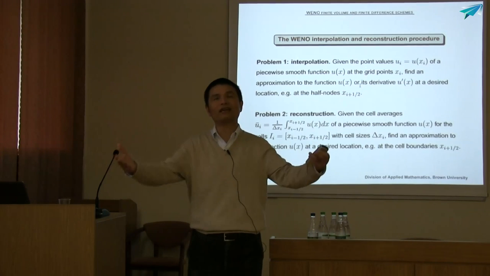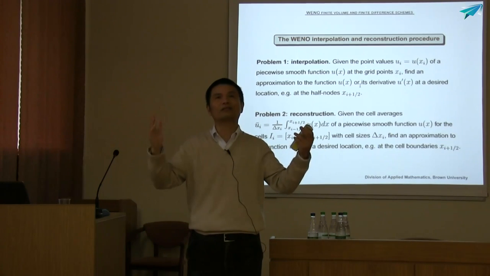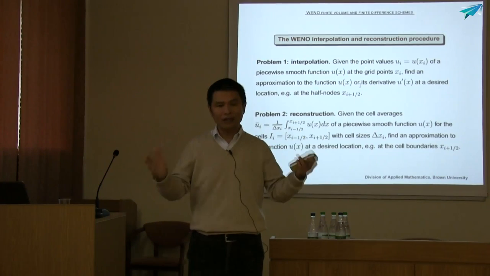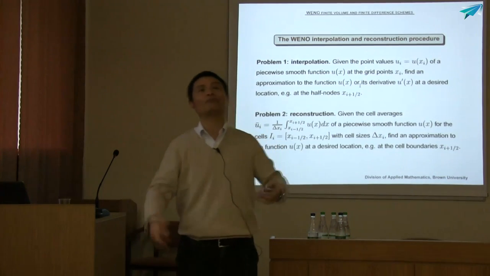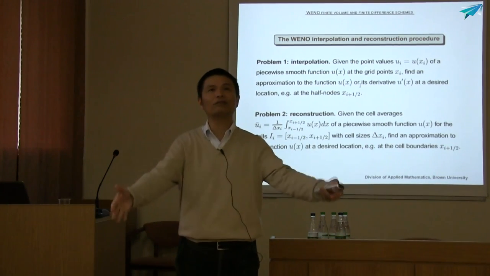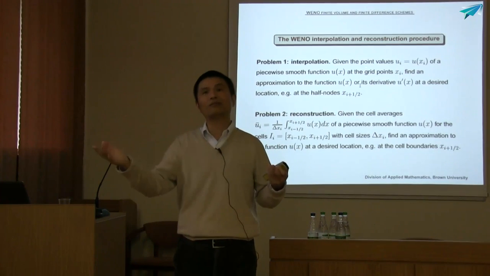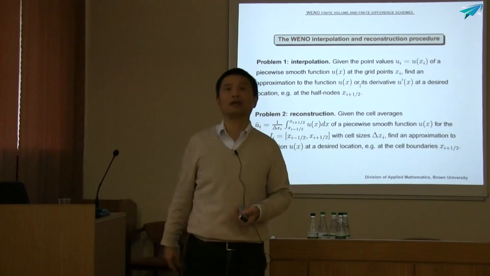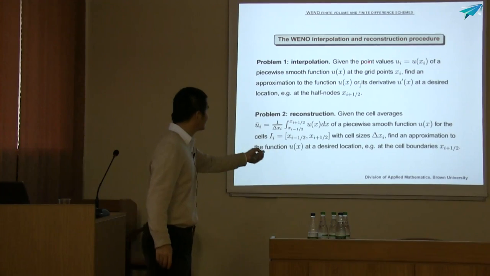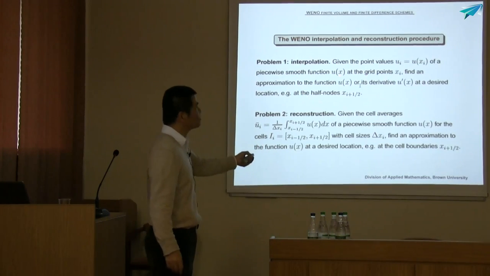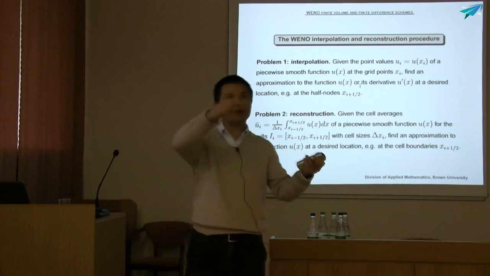The set of points that the polynomial would go through is called a stencil. So you have a stencil consisting of a certain number of points. The more points you put into the stencil, the higher order the polynomial you are looking for, and the more accurate the polynomial will be. So this is the standard interpolation problem. For example, what do you use this interpolating polynomial for?